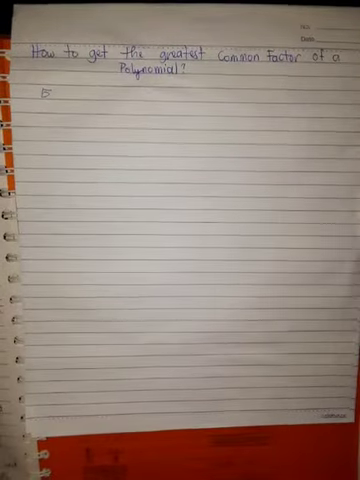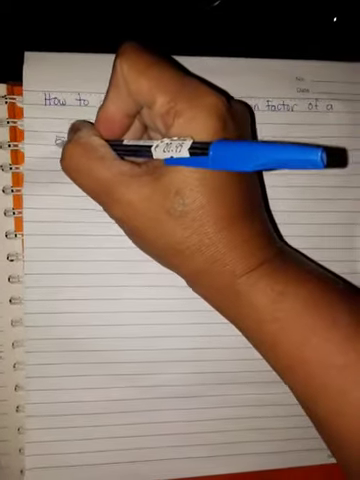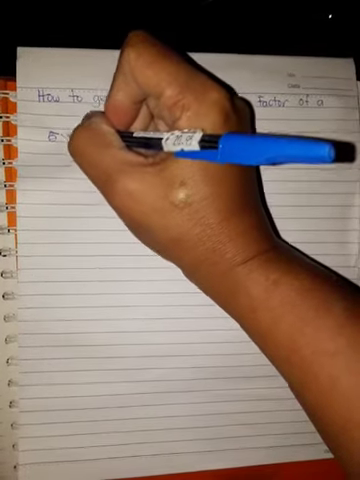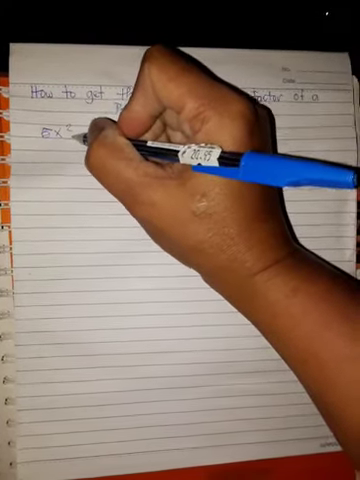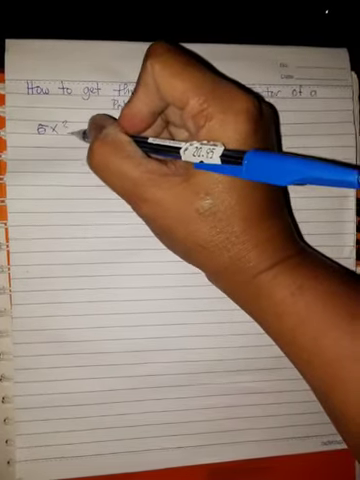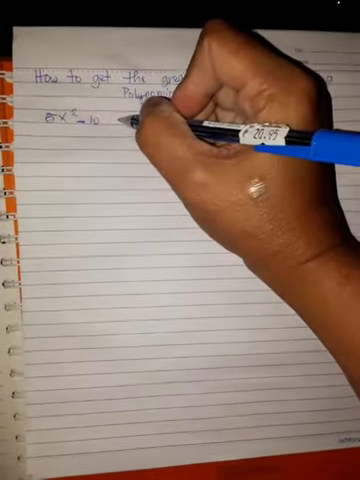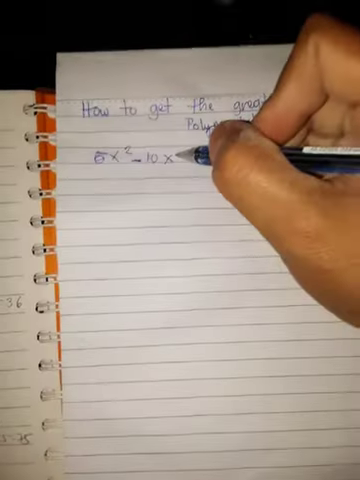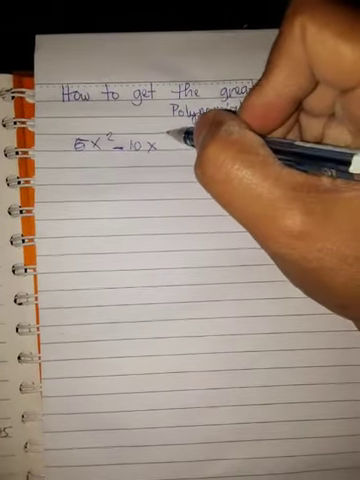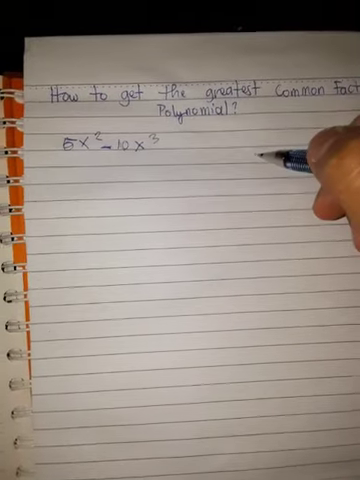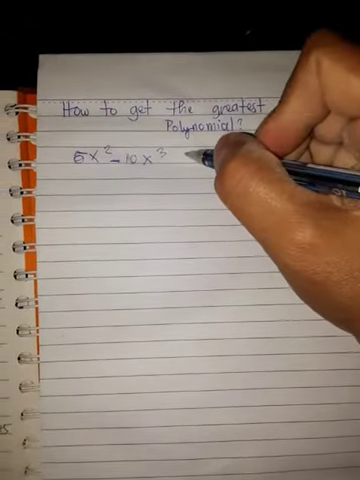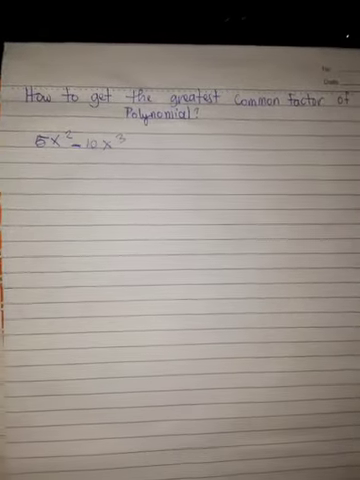How to get the greatest common factor of a polynomial. So before we proceed, let's have an example first. We have 5x squared minus 10x cubed. Okay, that's it. So let me explain now.